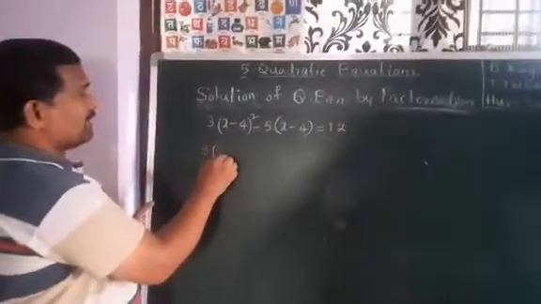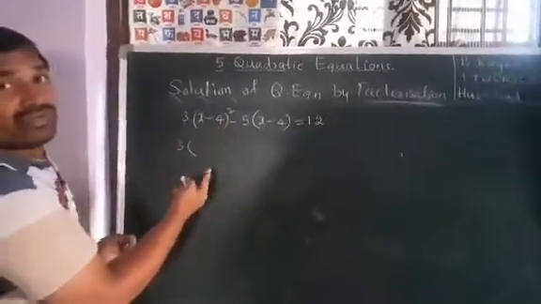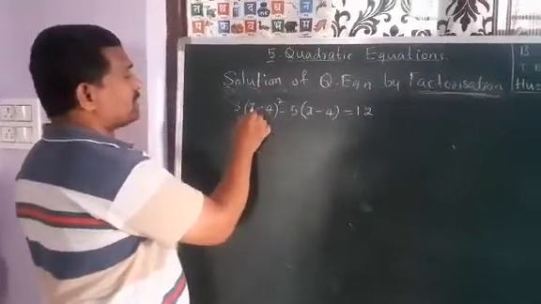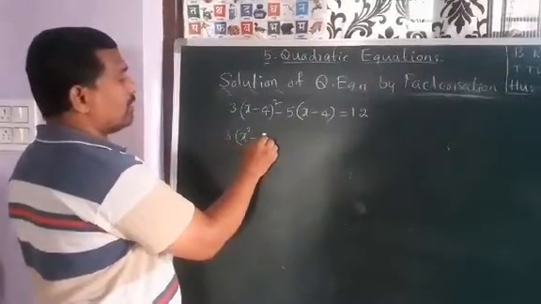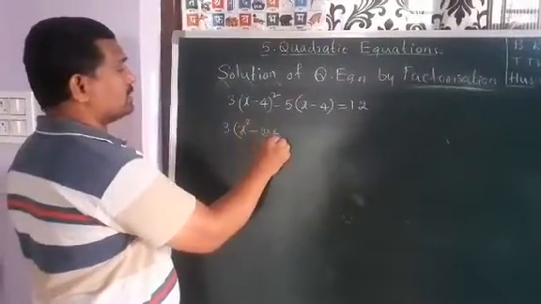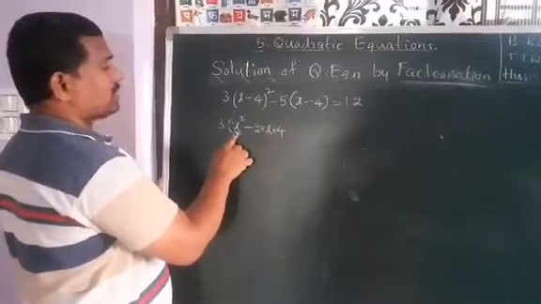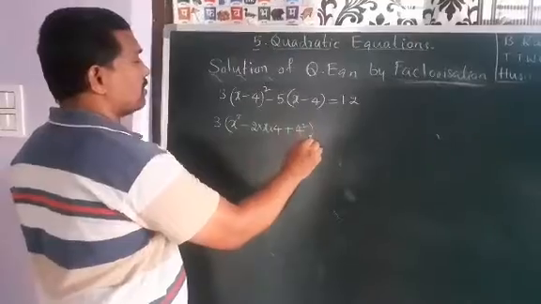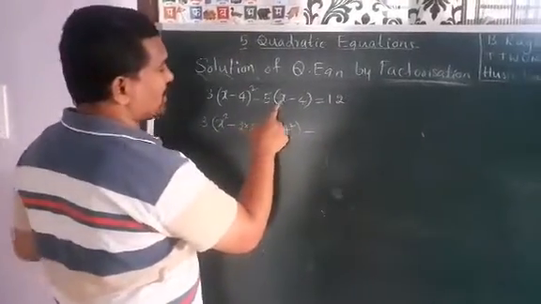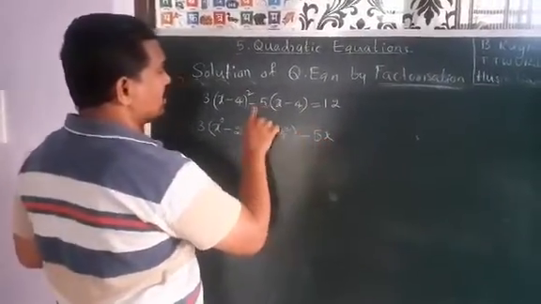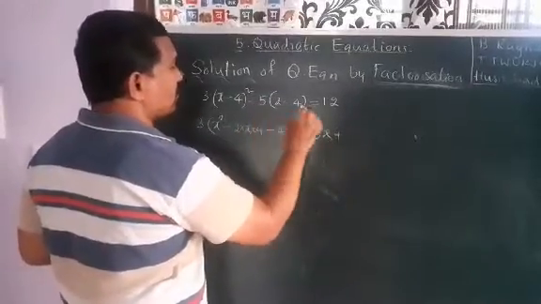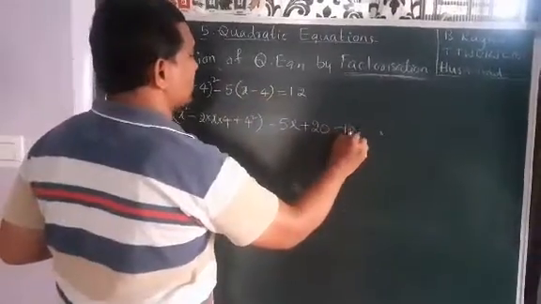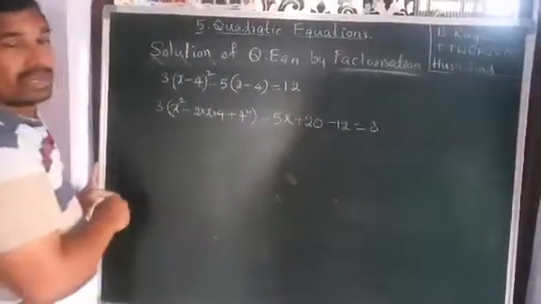So let us take here 3 into x minus 4 whole square. Expand like a minus b whole square: a square minus 2ab plus b square. So x square minus 2 into a, x, into b, 4, plus b square, 4 square. Minus, multiply with 5: minus 5 into x, 5x. Minus into minus, plus. 5 4s are 20. Take 12 to the left side, minus 12. Plus 12 becomes minus 12.